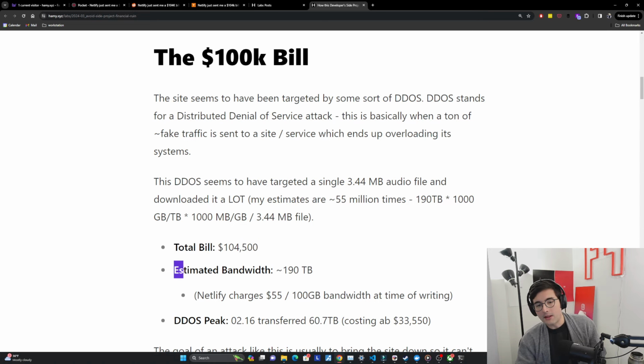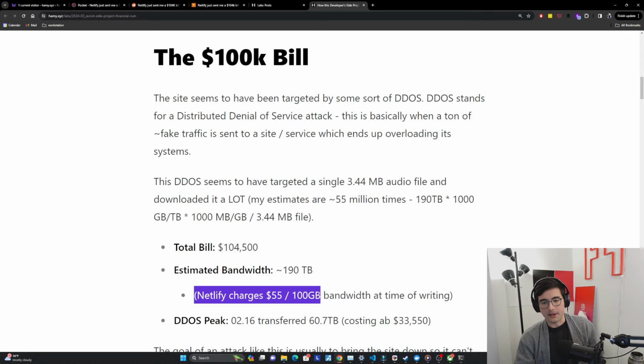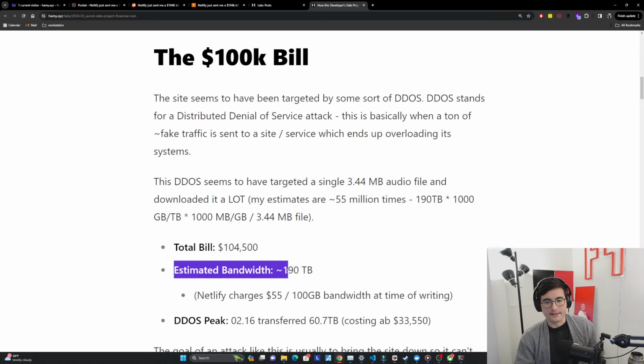If we assume all of this was egress, which is probably not true, there's probably some costs for just serving the requests and some sort of ingress and stuff like that. But we can basically assume it was mostly data egress. Then they probably served about 190 terabytes, which is quite large, especially coming from their 10 gigabytes per month before that. I got this basically by looking at their 55 gigabyte per 100 gigabyte bandwidth. And this is my rough math.